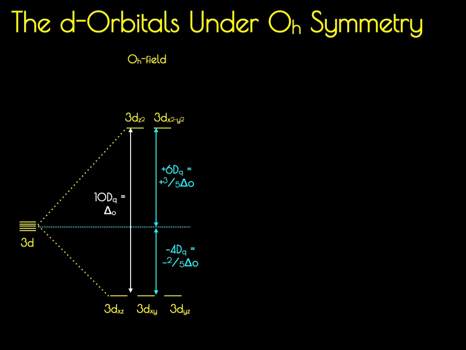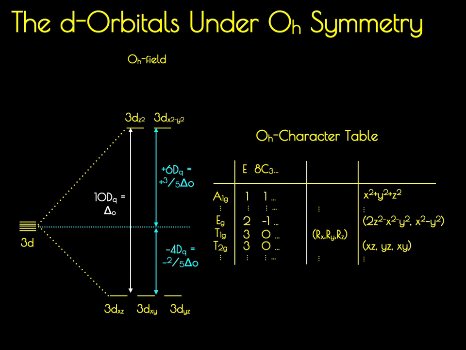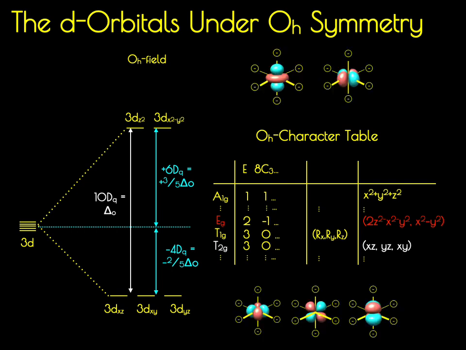We're working in an OH field, so let's look at the OH character table, and here's an abbreviated OH character table. And what you notice is that the z squared and x squared minus y squared functions form a degenerate set, and the xz, yz, and xy functions form a degenerate set. They're the EG and T2G orbital sets. What this means is that the 3d z squared and 3d x squared minus y squared must transform as a degenerate set, so they're going to be the same in energy. And the dxz, the dyz, and the dxy also have to be the same in energy.